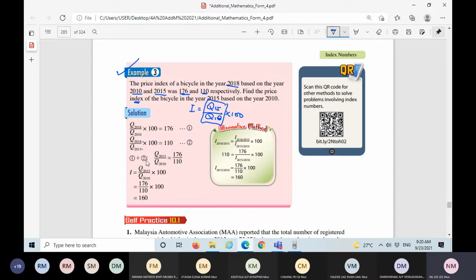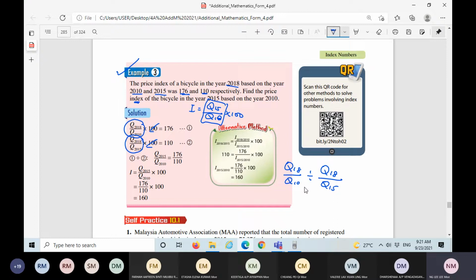You see how they do? They just use divide. How to divide? This divide by this. Q18, Q10 divide by Q18, Q15. See or not? This one divide by this one. When this one divide by this one, you can cut already.